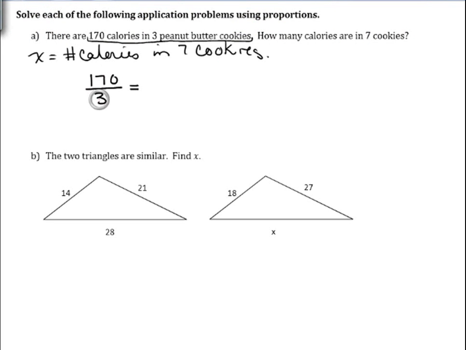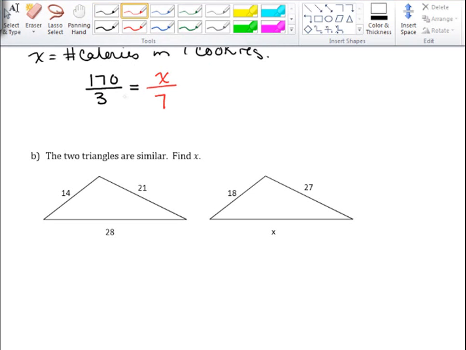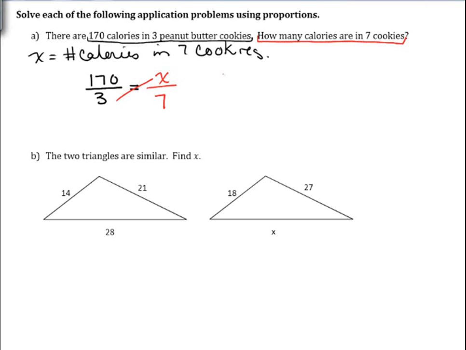Then when you write your other fraction, just be careful to write it in the same way. I have calories over number of cookies in my first fraction, so I need to have calories over number of cookies in my second fraction. And the other one is how many calories in 7 cookies, and so that would be x divided by 7. When we solve these now, we want to cross multiply. So we're going to take 3 times x, or 3x, and then 7 times 170.